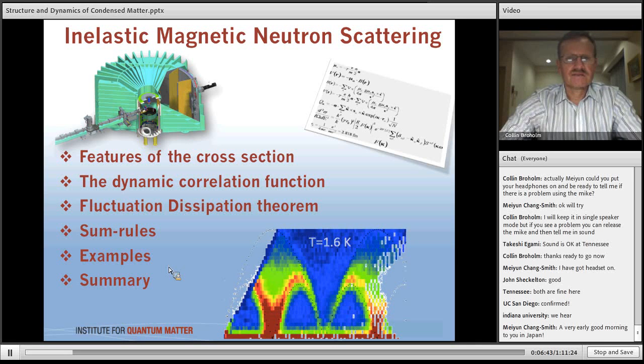At this point, I'm just going to briefly look at my chat window to make sure that everything is still functioning okay, and then I'll get back to the next slide.